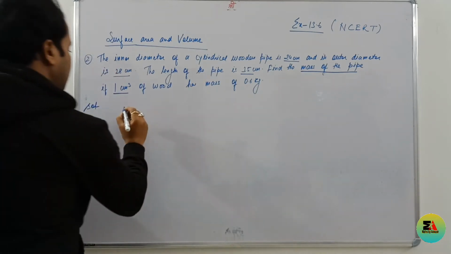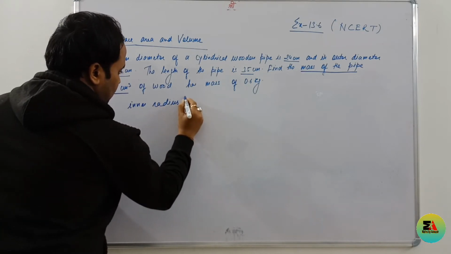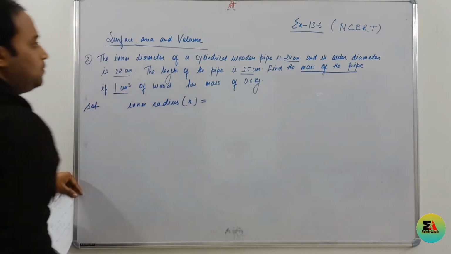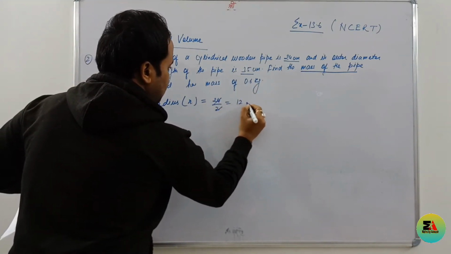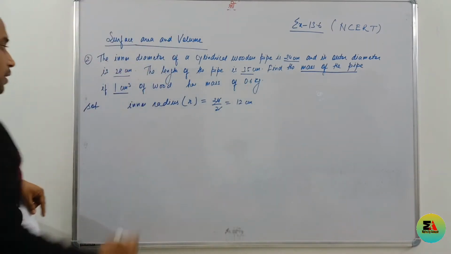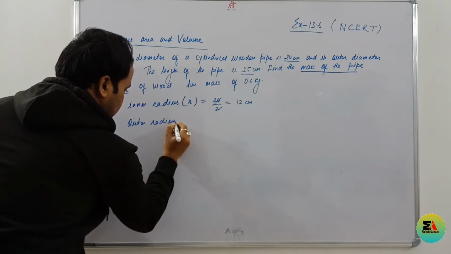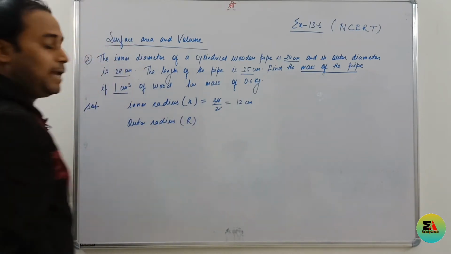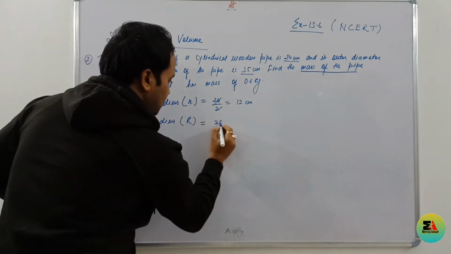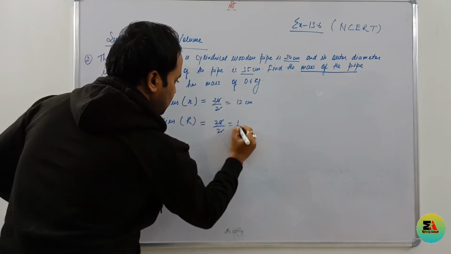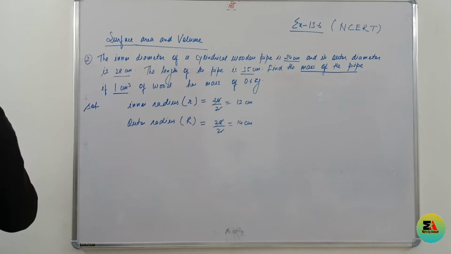Diameter is there. First I will write inner radius. Inner radius is represented by small r. Diameter is 24 by 2. Inner radius is 12 centimeter. Clear? Same as outer radius. Outer radius is represented by capital R. Outer diameter is 28, 28 by 2. This is 14 centimeter. Clear? Now next what we have to calculate?